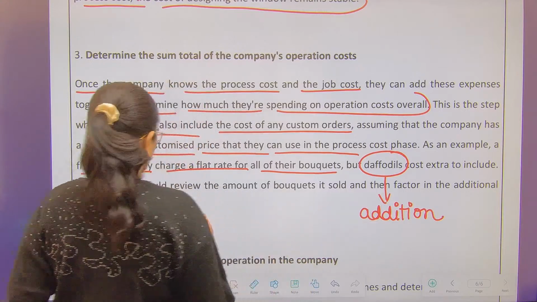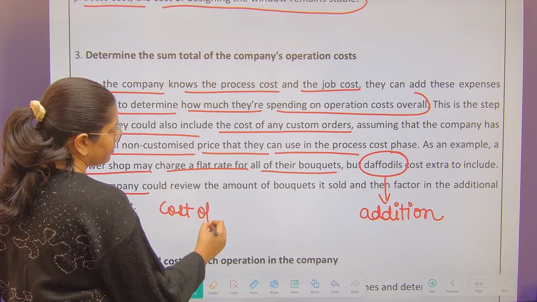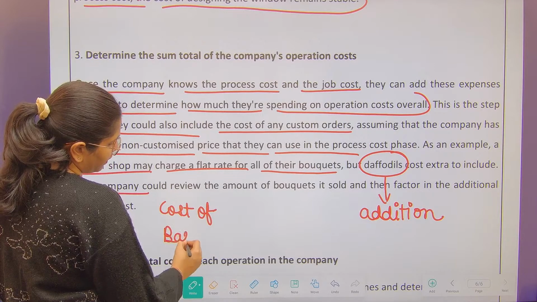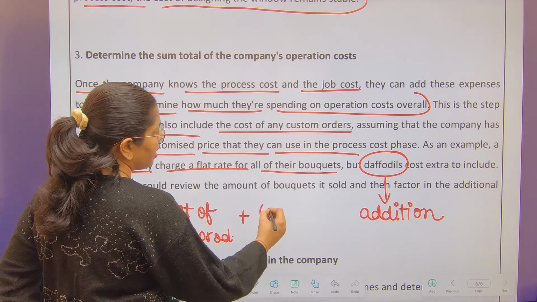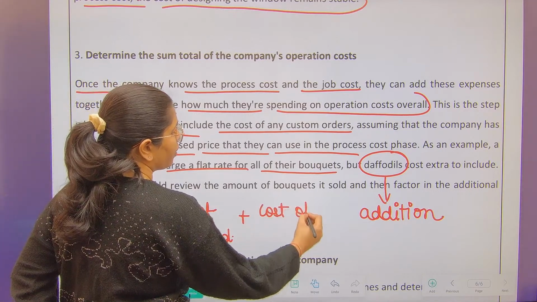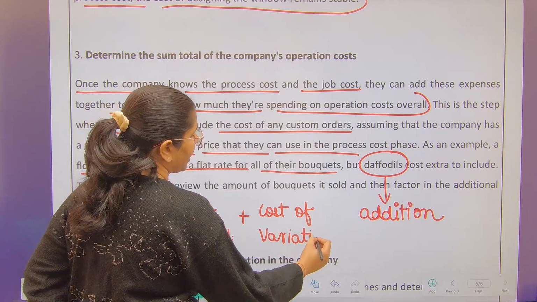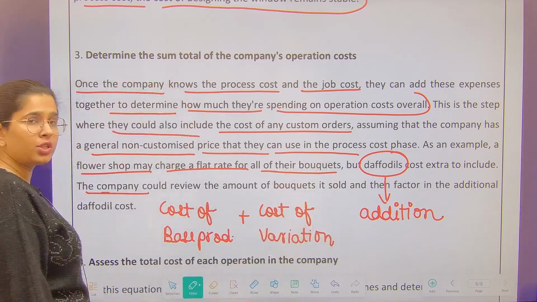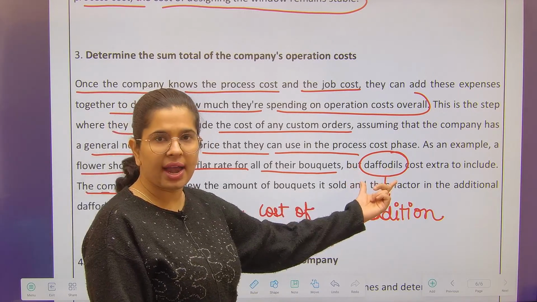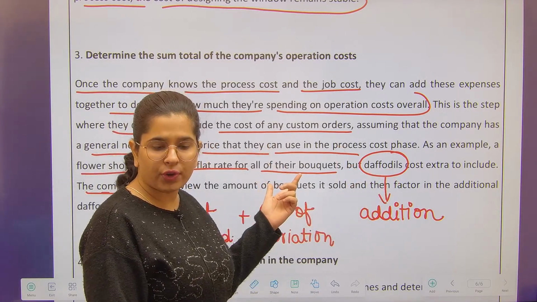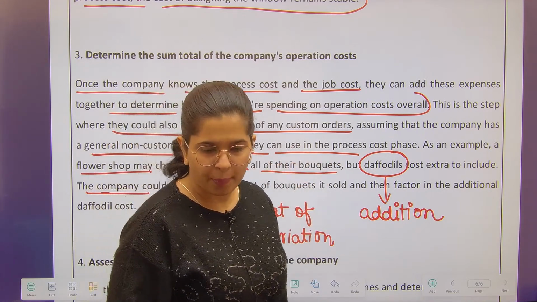What you can do is, you can calculate the cost of the base product. Base product with the features have already been calculated, and then you can add the cost of variations also. Like adding a different kind of flower in the bouquet will cost you a little bit more, but you know the cost of this additional flower, you know the cost of producing a bouquet, and you will add both of these, and that's how you will determine the operation cost.